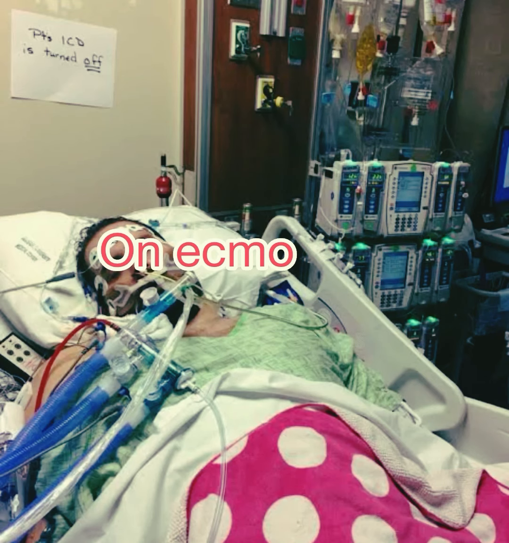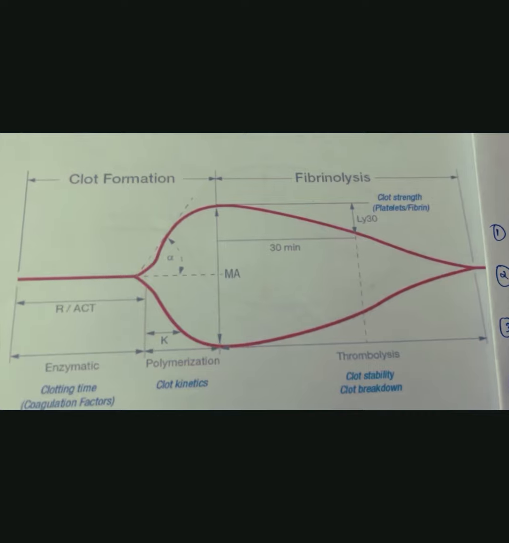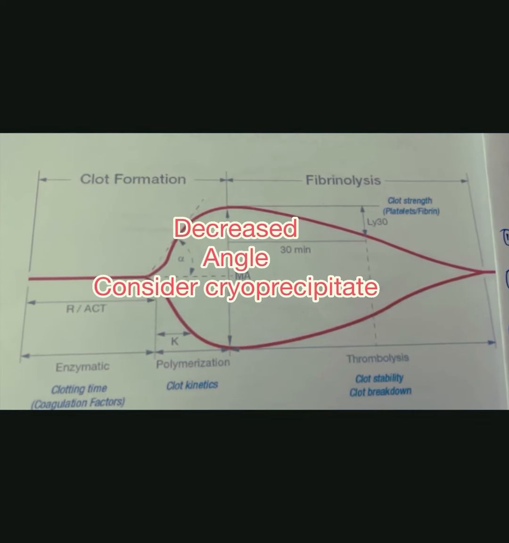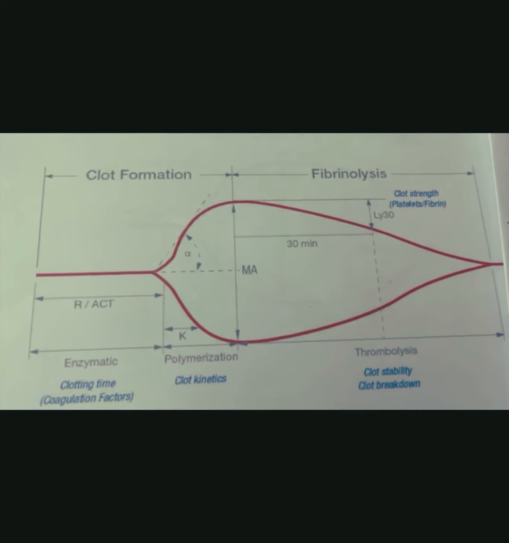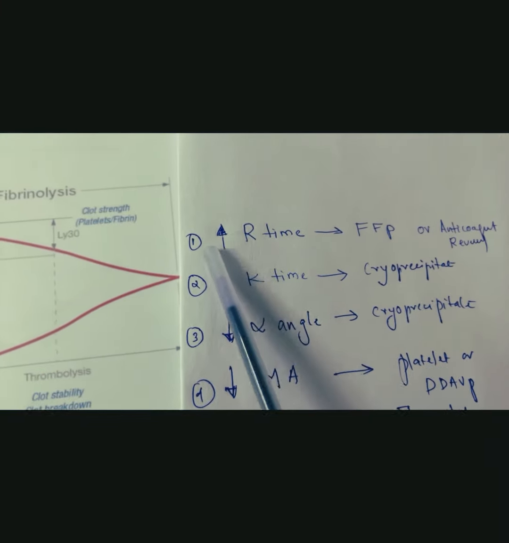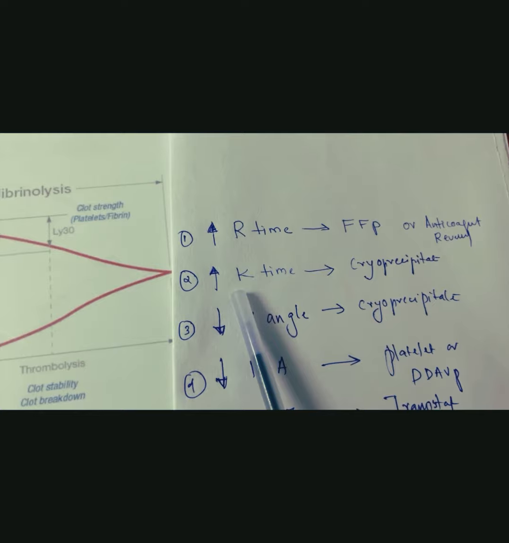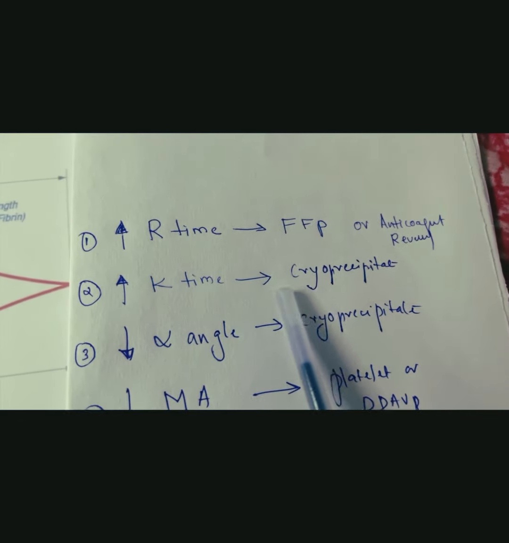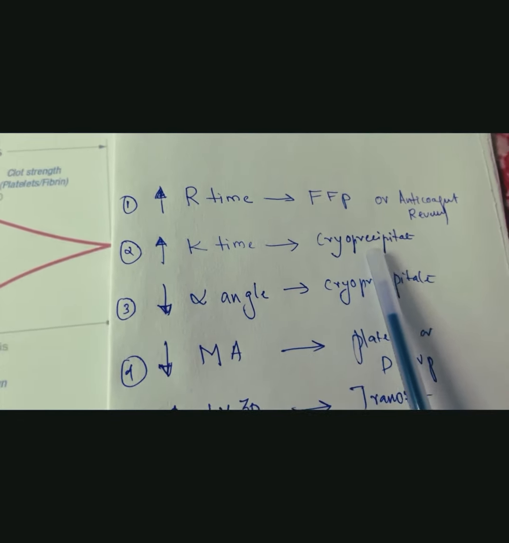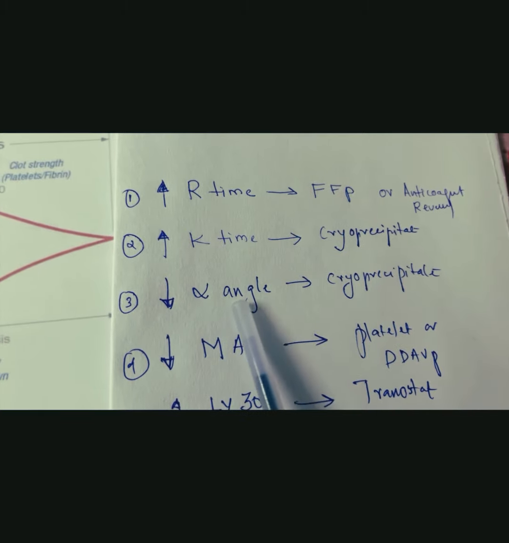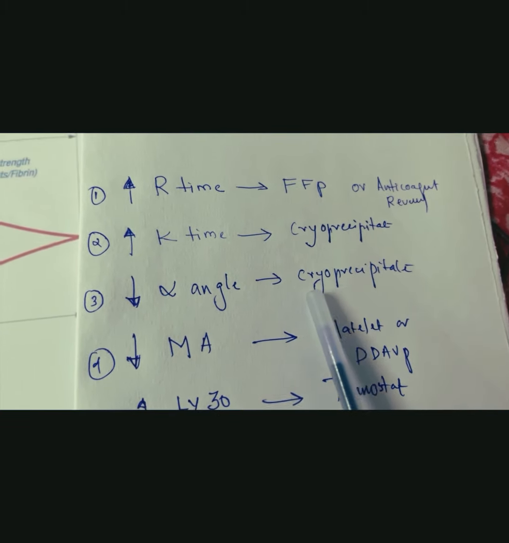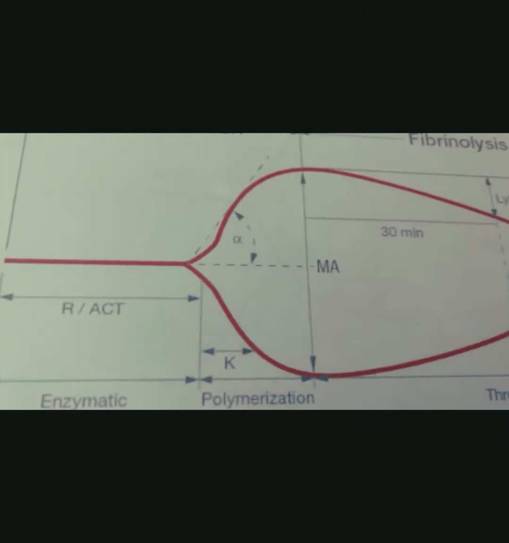He is a 72-year-old male on ECMO who developed bleeding manifestations. TEG is showing a decreased angle. So here we can consider giving cryoprecipitate. So first is R time. If it is prolonged, we have to consider FFP or reversal of anticoagulants. Second is the K time. If it is prolonged, we have to consider giving cryoprecipitate. And third is the alpha angle. If it is low, consider giving, again, cryoprecipitate.